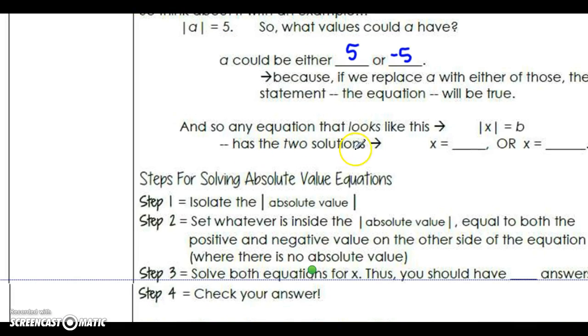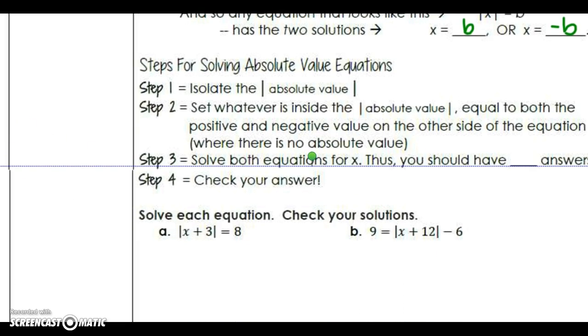So these are going to have 2 solutions when we solve for our variable to find out what that x could be. It could be b, or it could be negative b. So we're going to do some solving today. We want to think about isolating that absolute value sign first, meaning getting just that on one side. Then setting whatever is inside the absolute value equal to both a positive and a negative value. Just like we saw up here, it could represent both of those. So solving both equations, after we've set it up, you should have 2 answers because there are 2 equations.